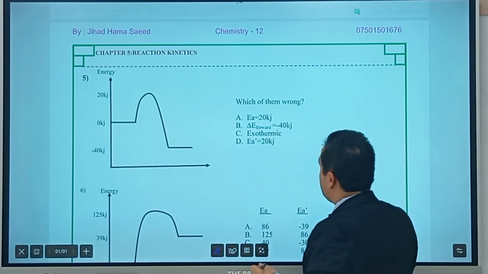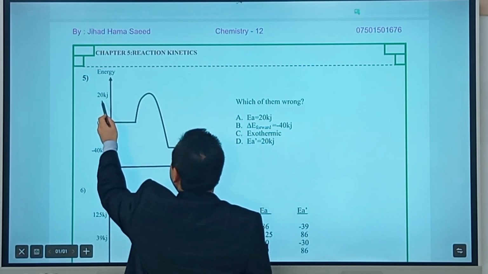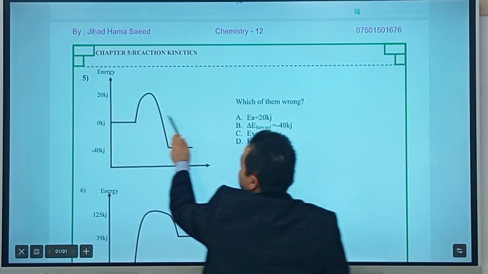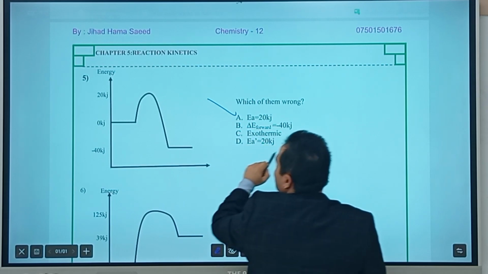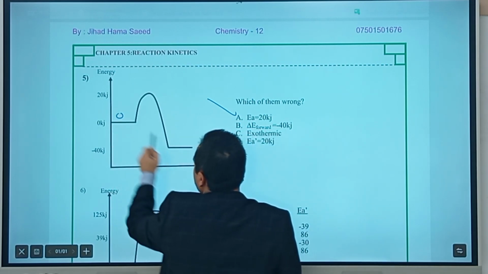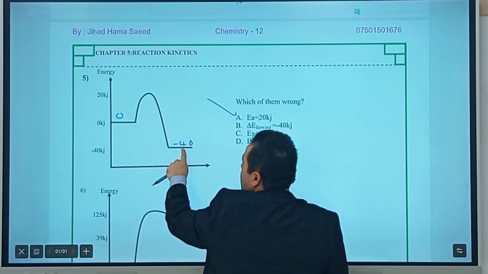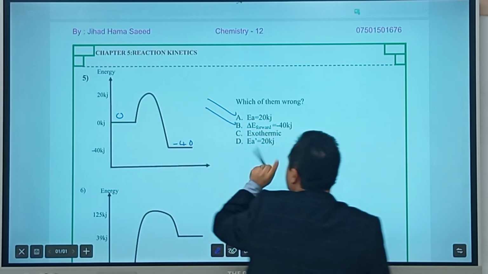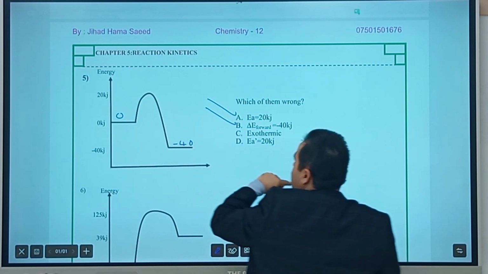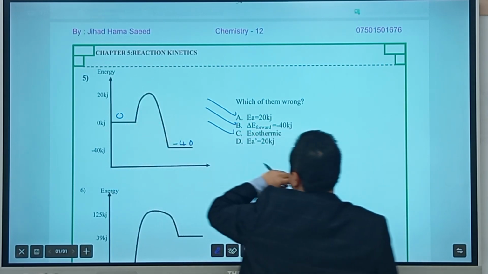Which of them is wrong? Guys, EA is 20 kilojoule. Yes, it's 20 kilojoule, right? Delta E forward minus 40. This is 0. This is minus 40. Delta E forward is equal to product minus reactant, minus 40 minus 0. This is true. This reaction is exothermic. It's true. Why? Because the position of product is lower than the reactant.